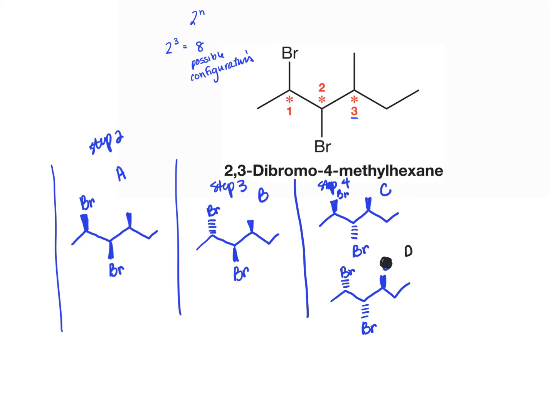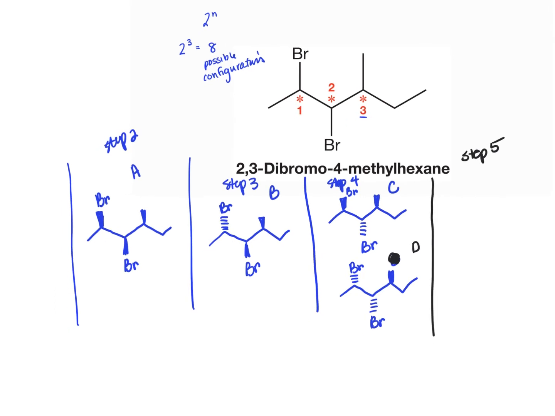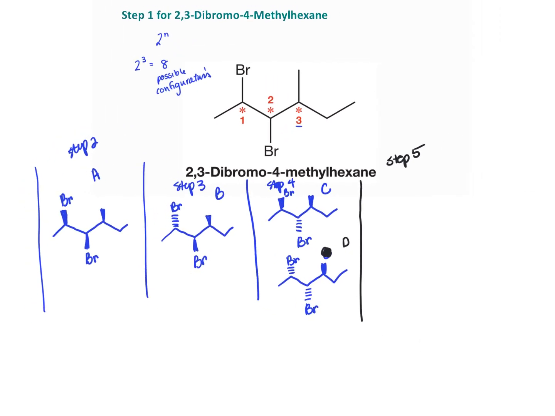Perfect. Okay, and then I'm going to go to step 5. And on step 5, what I'm going to do is look at this last configuration. So for example, I'm going to leave these two the same and then change that one. 2, 3, 4. Okay, and I'm going to call that one E. And then I'm going to call this one F.